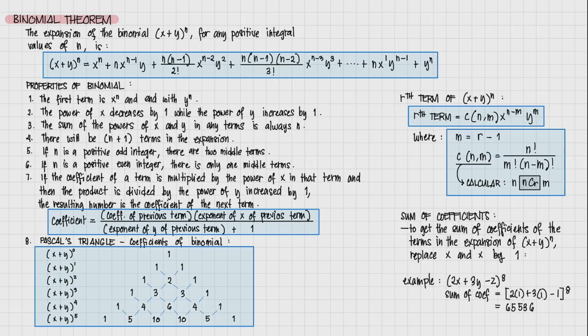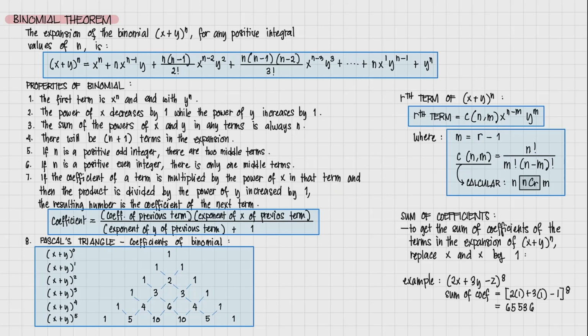So if the coefficient of a term is multiplied by the power of x in that term, and then the product is divided by the power of y increased by 1, the resulting number is the coefficient of the next term. Basically, it is this formula. So you have here the coefficient. So the coefficient is equal to the coefficient of the previous term multiplied by the exponent of x of the previous term divided by the exponent of y of the previous term plus 1.